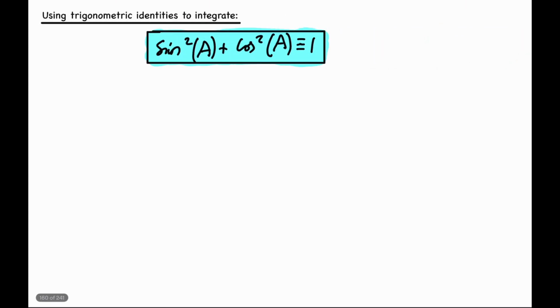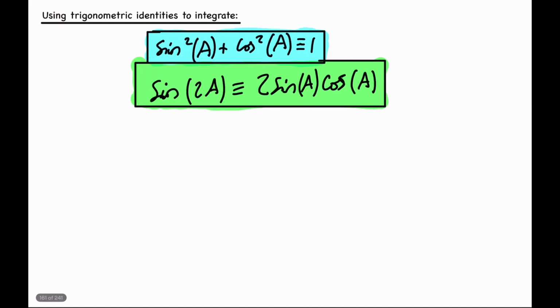So now let's move on to using trigonometric identities to integrate. So this is very useful. If you have a complicated function in terms of trig, you can simplify it by using trig identities, which is covered in year 2 trigonometry. This is one where you have sine squared a plus cos squared a. It will always equal 1 as long as this is a and this is a.